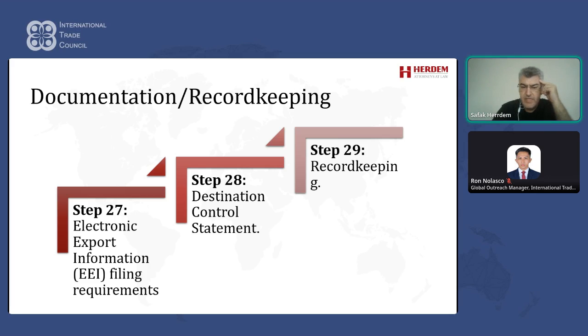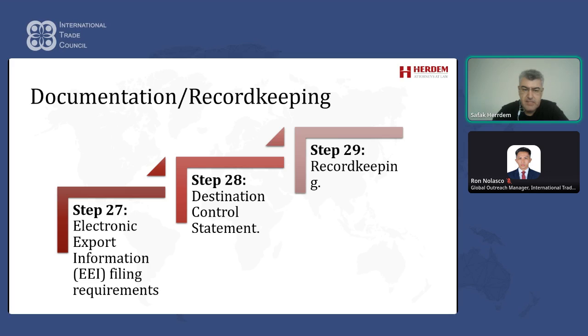In step 27, it's electronic export information filing requirements. The exporters or agents authorized to file electronic export information to the automated export system should review the ER to determine whether EEI is required to be filed and what data elements need to be included.